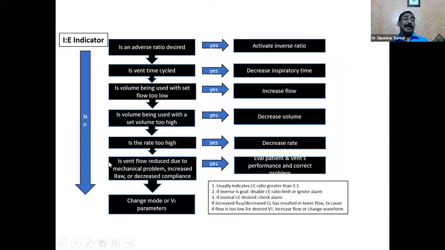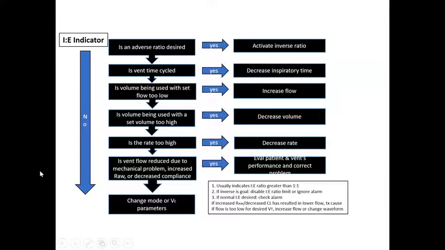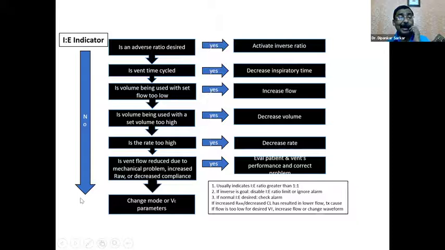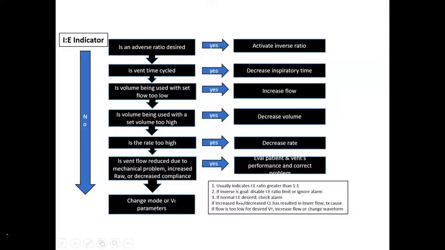The IE indicator sometimes gives an alarm. You have to make sure the IE has been changed. If the volume set is too high, decrease the volume. If the rate is too high, decrease the rate, because these are the two setting changes which can alter the IE ratio. Sometimes IE ratio alteration is for targeting a type of ventilation like inverse ratio ventilation.